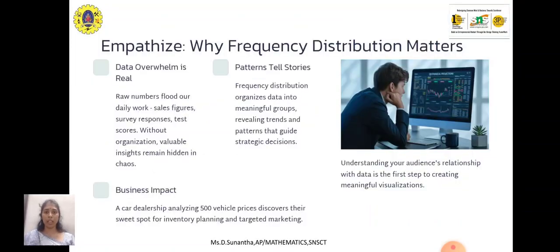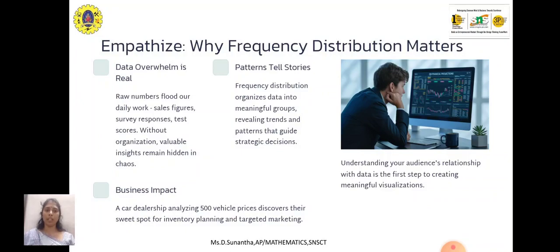First, see the empathize part. So why frequency distribution matters. Data overwhelm is real. Raw numbers flood over daily work: sales figures, survey responses, test scores. Without organization, valuable insights remain hidden in chaos. So next, the second one is patterns tell stories. Frequency distribution organizes data into meaningful groups, revealing trends and patterns that guide strategic decisions.